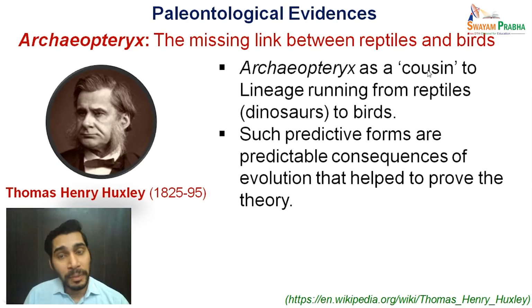Archaeopteryx is considered a cousin to lineages running from reptiles, particularly the dinosaurs, to birds, in the words of Thomas Henry Huxley. He says that such predictive forms are predictable consequences of evolution that help to prove the theory. That means such fossil records, such missing links, are a strong physical evidence in support of evolution, that these birds might have evolved from the reptiles.